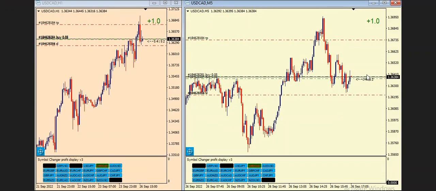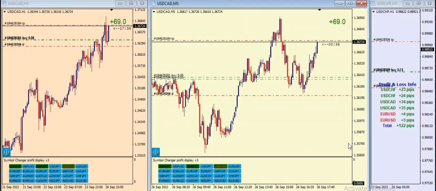So this was when I took the entry. Stop loss was here, first take profit was here, and the second take profit was a bit higher. So that was how I got to my first TP on USD CAD.